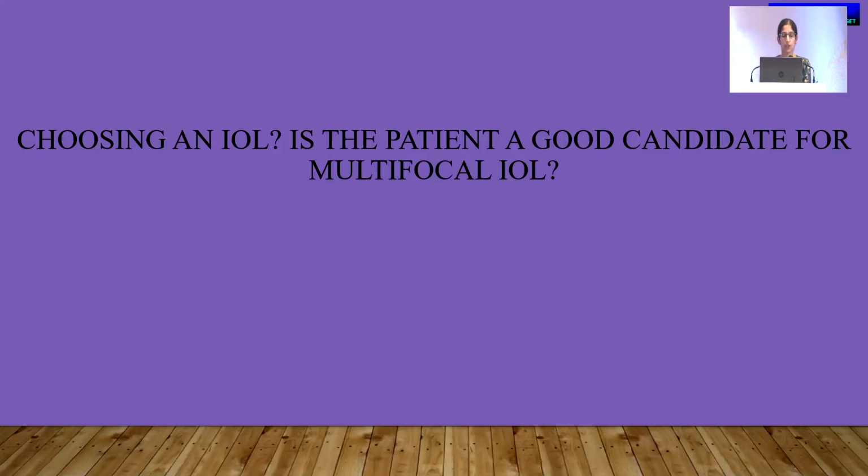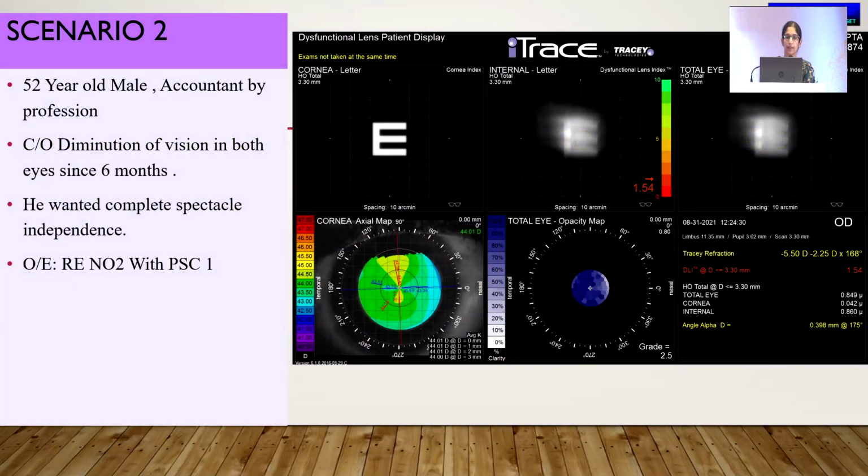Coming to choosing an IOL based on iTrace, is the patient a good candidate for a multifocal lens? This was a 52-year-old male, an accountant by profession, and he wanted complete spectacle independence. Of course, as we can see on the iTrace, the internal aberrations are more, the dysfunctional lens index has gone down. Less than 5 is an indication for cataract surgery. The lens is actually not performing that well.